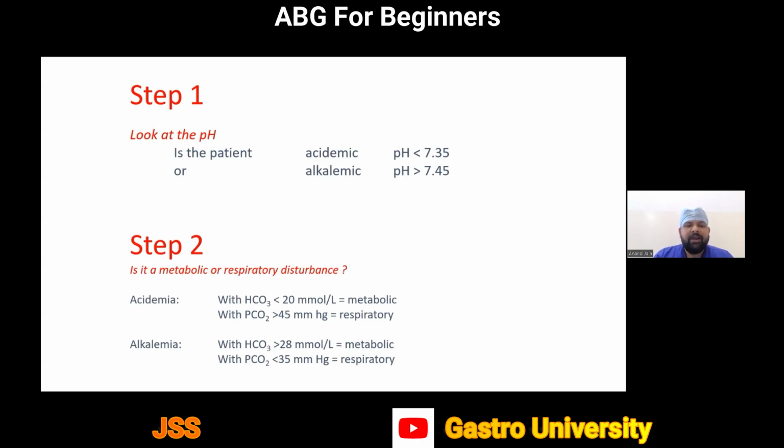So for acidemia, if the pH is low and the bicarb is less than 20, supposedly the pH is 7.2 and the bicarbonate is say 15, it is going to be metabolic acidosis. But in case the bicarb is normal or maybe increased, then have a look at the same time at PCO2 as well. If PCO2 is more than 45, then it is a respiratory acidosis leading to this acidemia. Similarly, in cases of alkalemia, the bicarb is going to be more than 28 for metabolic alkalosis and PCO2 less than 35 millimeters of mercury for respiratory alkalosis.